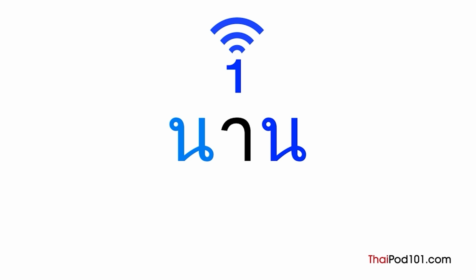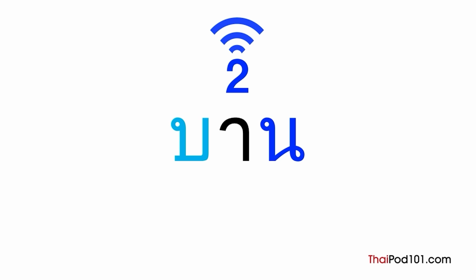Do you remember the first tone rule we learned? It was low-class initial consonant plus live ending equals mid-tone. One example was the word นาน. The next tone rule is very similar, so it will be easy to remember. It is middle-class initial consonant plus live ending equals mid-tone. Let's try using the middle-class consonants we learned to make some words with this rule.